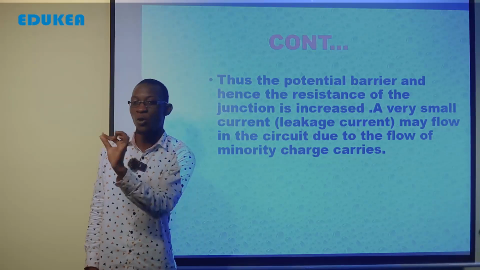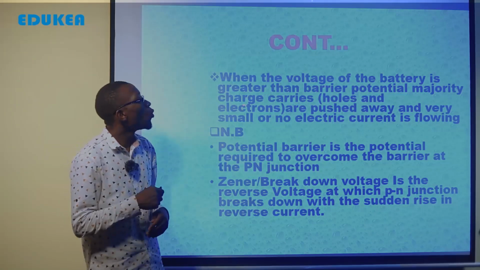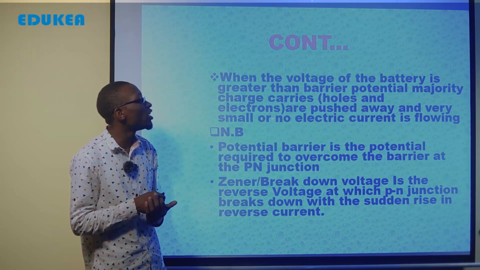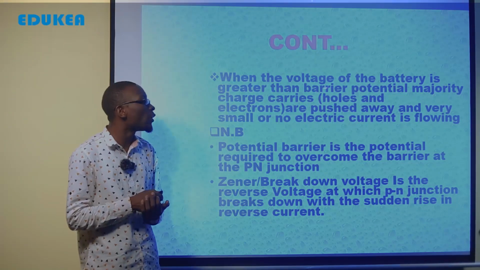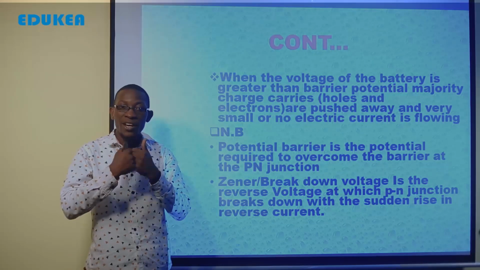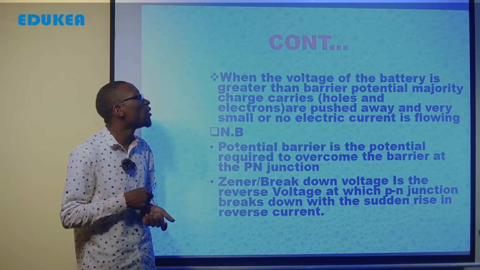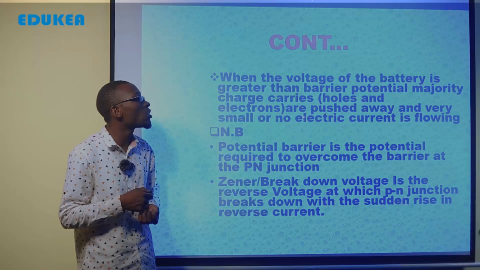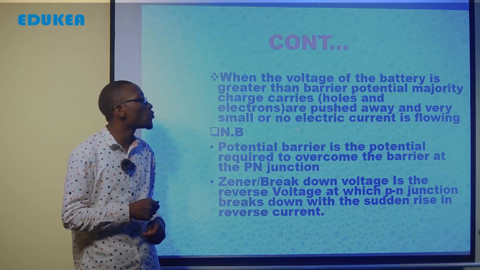So, when the voltage of the battery is greater than the potential, majority charge carrier holes and electrons are pushed away and very small or no electric current is flowing. Kwamba wakati ambapo voltage ya battery ikiwa ni kubwa kuliko barrier potential, ile potential ya barrier iliyopo ambayo inazuia flow of current, maana yake ile voltage ikiwa kubwa, maana yake sasa itaifanya zile charge carrier ambazo ni holes and electrons are pushed away, zitakuwa zina move away and very small or no electric current is flowing. Kwamba kwa kiwango kidogo au hakuna current itakaweza kuflow.